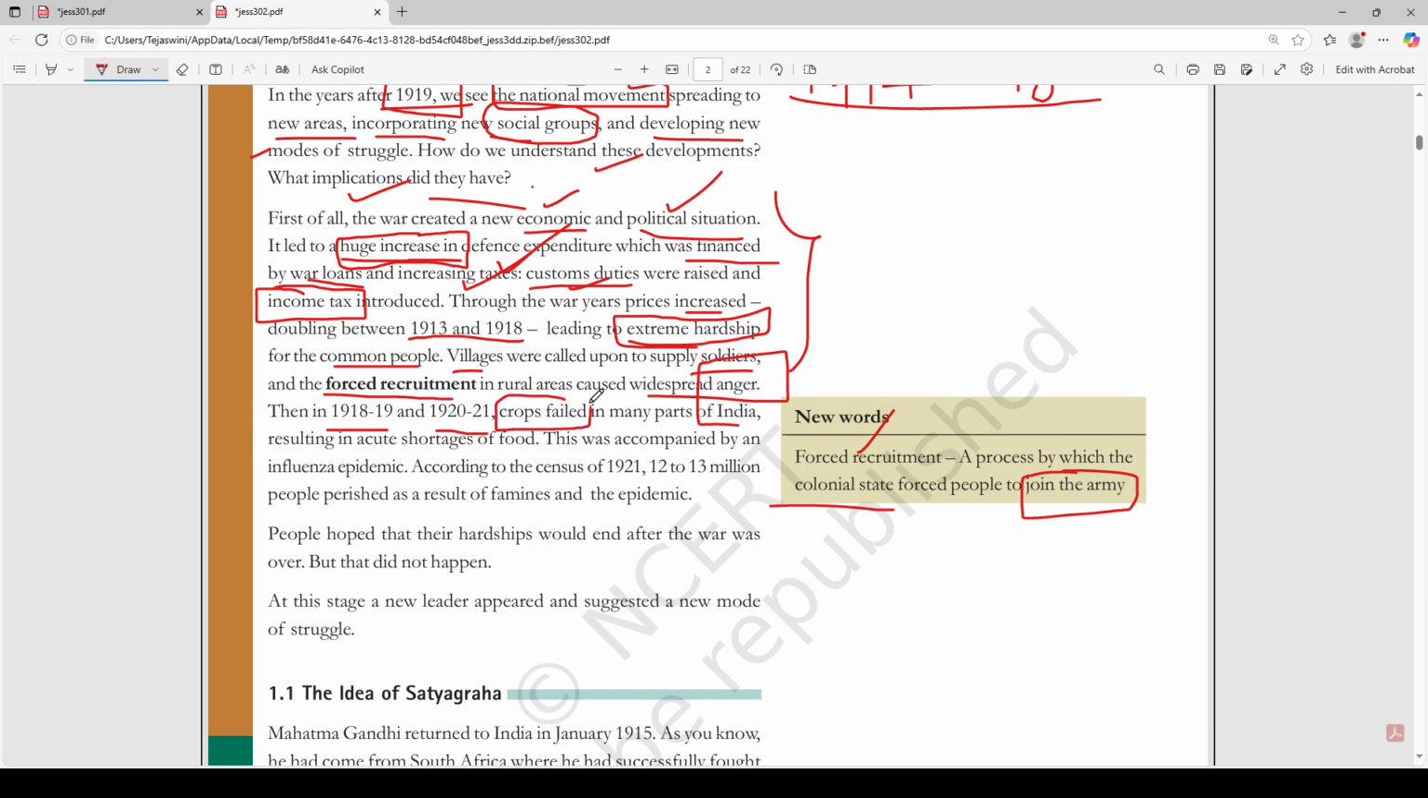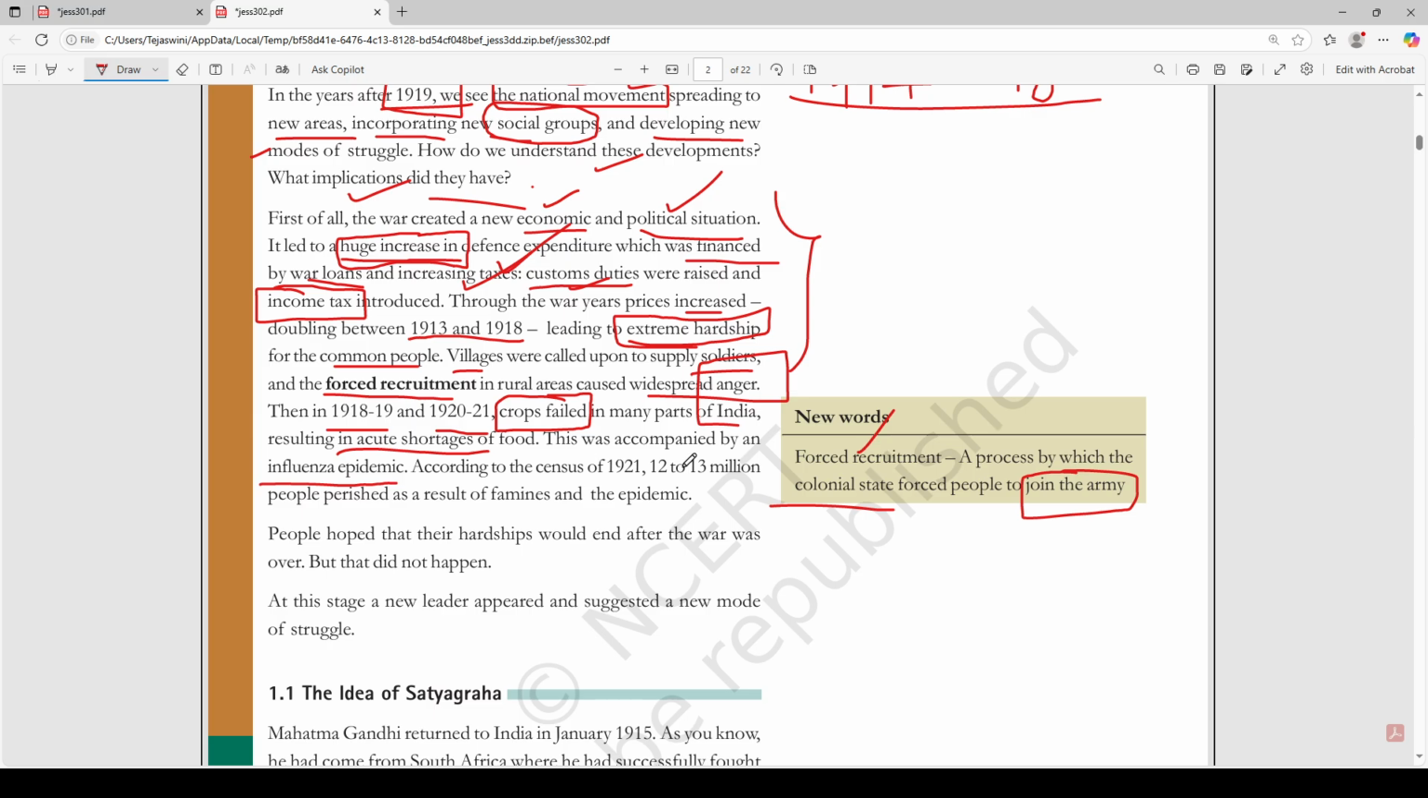It is the biggest tragedy in India after that. What will the people eat if the crops fail, the crops that supply the whole nation? So crops failed in many parts of India, and that made an acute shortage of food. This was accompanied by an influenza epidemic. So now there is a lot of pressure. People were also dying from this epidemic.